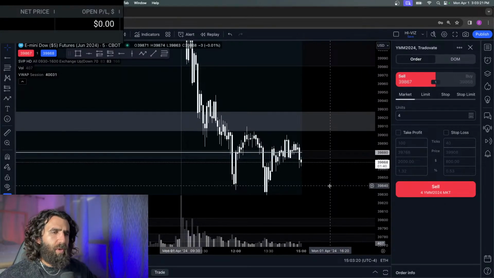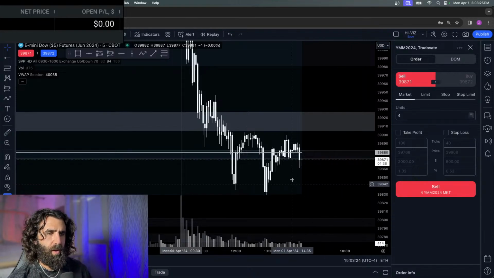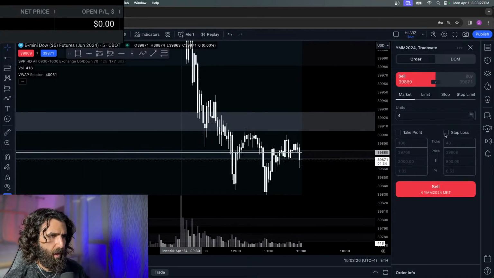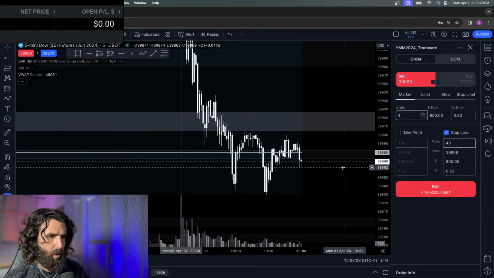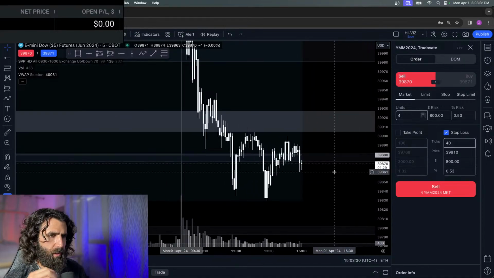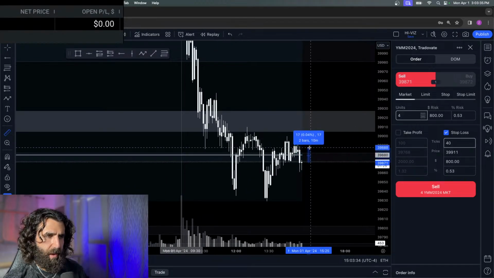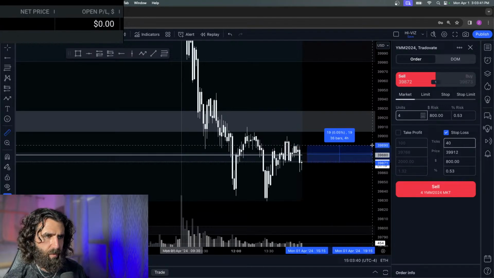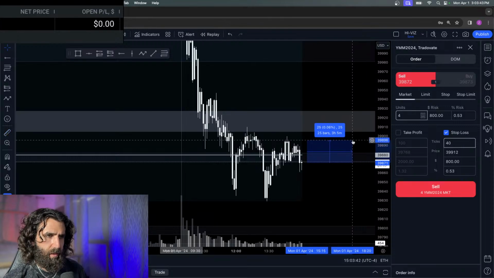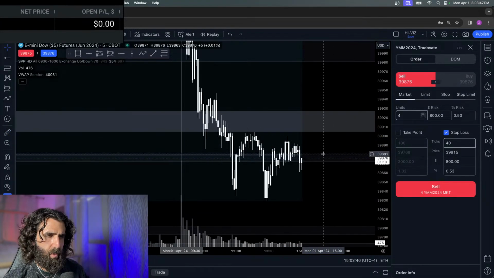Little bit of continuation to the downside. If we see a big push down, I might be tempted just to hop right in. I've got 4 contracts ready and a 40 tick or point stop loss on the E-mini Dow, the $5 contract. Each tick is 1 point, as you can see to the left when I'm using this position tool, measurement tool rather. The tick and the point value is the same.